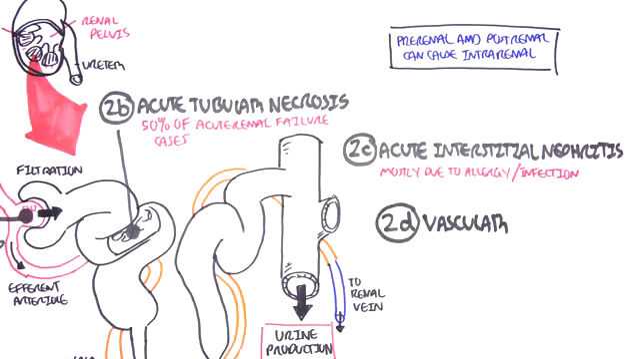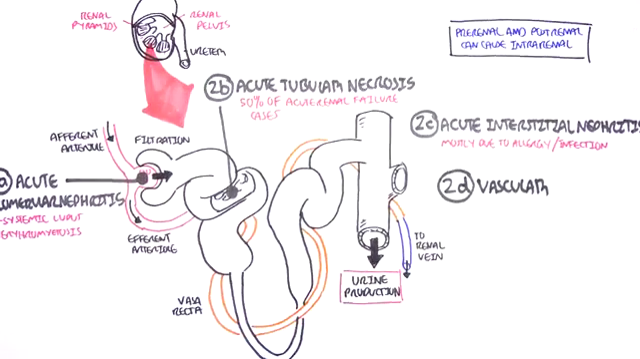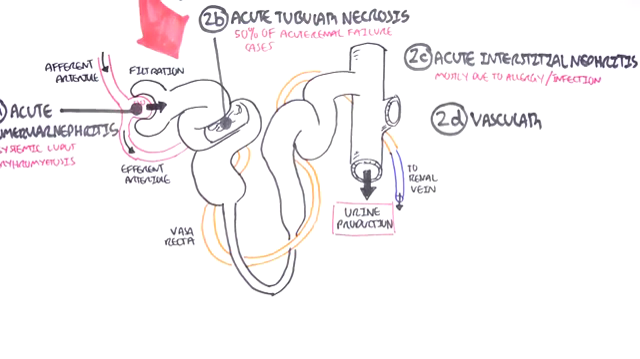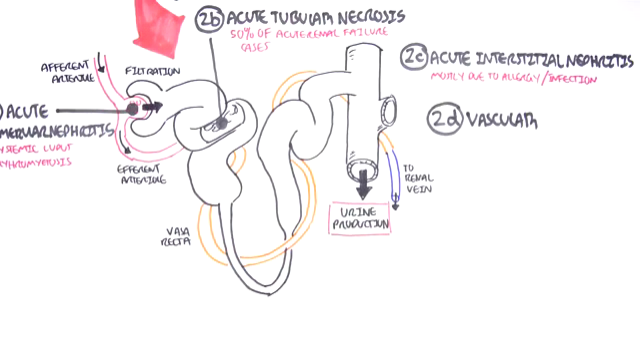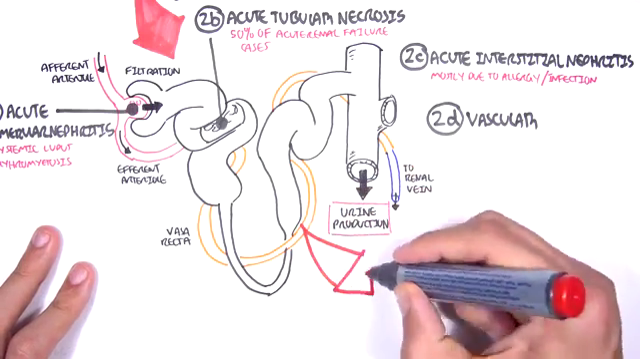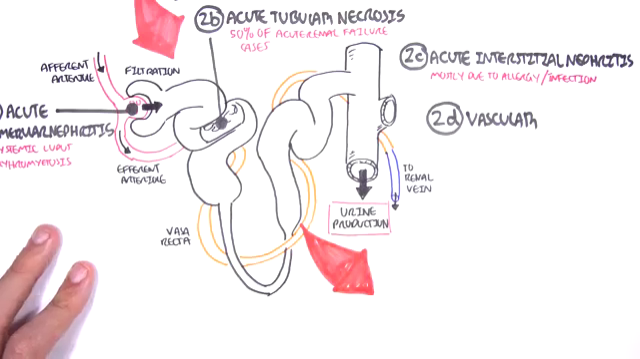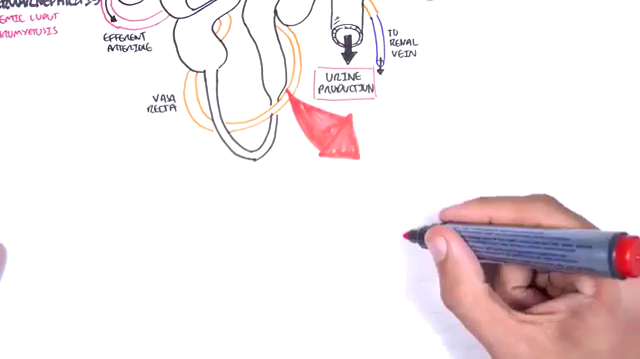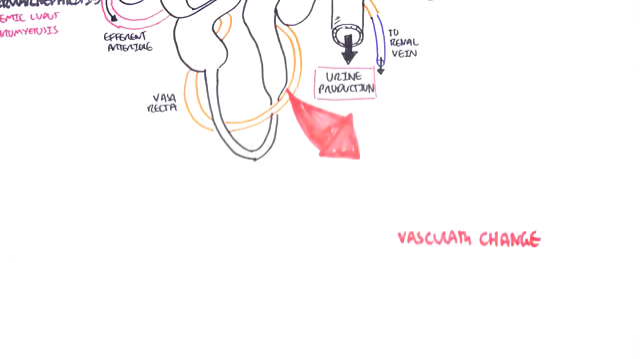Okay, so we know that acute renal failure is characterized mainly by a decrease in the glomerular filtration rate, or GFR. So why do we have this characteristic of a decrease in GFR? Well, it can be basically caused by two main changes.